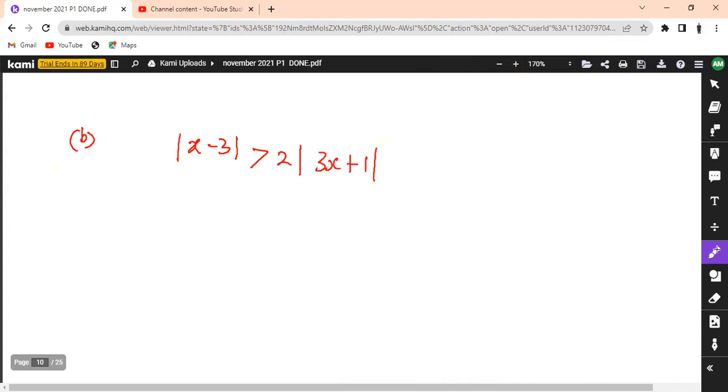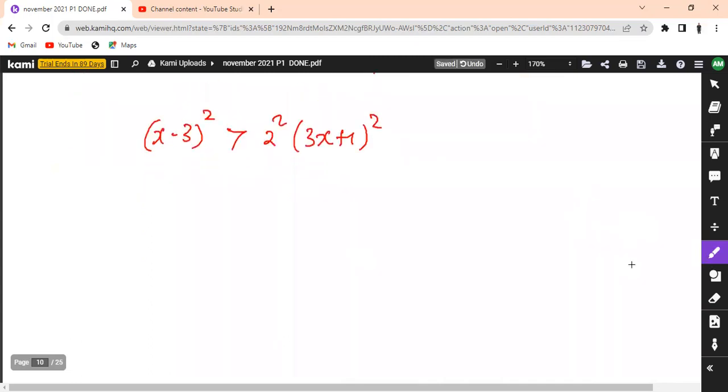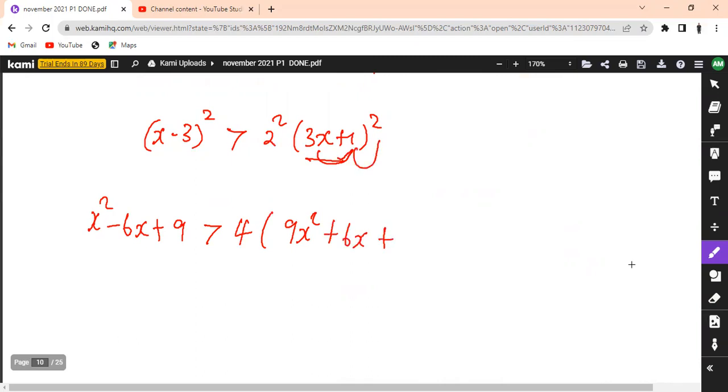Okay, so take note, whenever you're given the modulus, how do you remove this modulus? You have to square everything on both sides. So it's (x minus 3) squared is greater than 2 squared, we square everything, (3x plus 1) squared. Okay, so remember from your brackets, if you expand this bracket, we are going to obtain x squared minus 6x plus 9, which is greater than 2 squared, which is 4. We expand this bracket, we are going to obtain 9x squared, 3 times 1 times 2, which is 6x, plus 1 squared, which is 1.